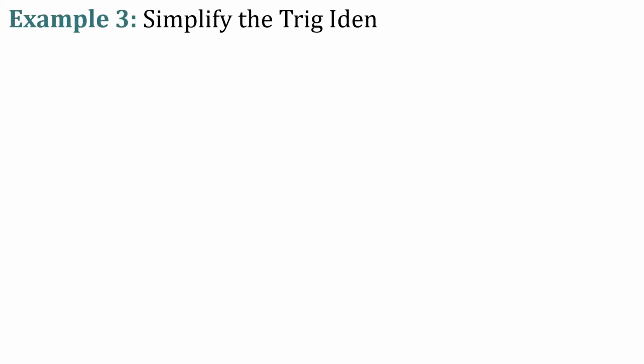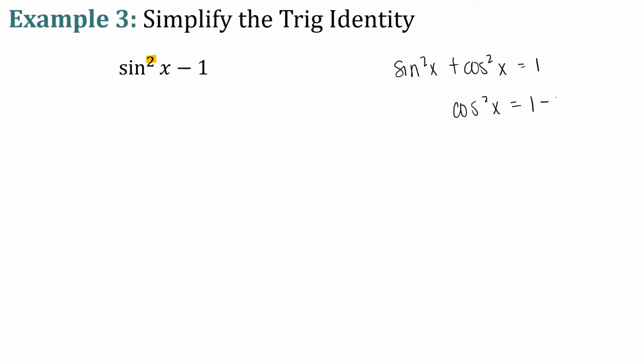Let's do another one. Example 3, we're going to simplify sine squared x minus 1. Now I see a squared, so that tells me that I need to start looking at my Pythagorean identities. I know that sine squared x plus cosine squared x equals 1. So if I say cosine squared x equals 1 minus sine squared x, that almost looks like this identity. However, they're in opposite order.